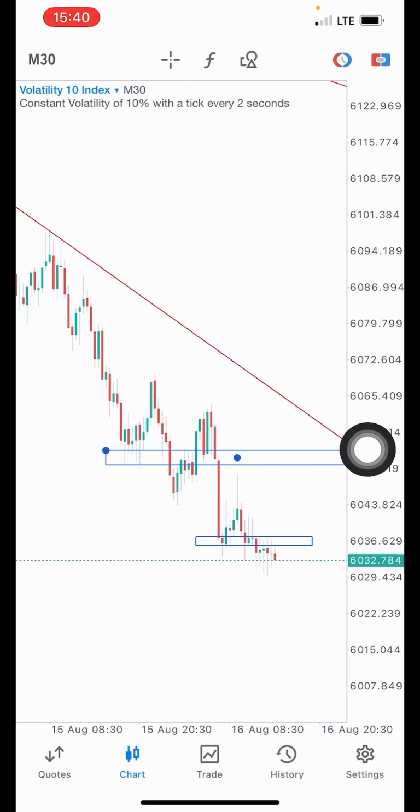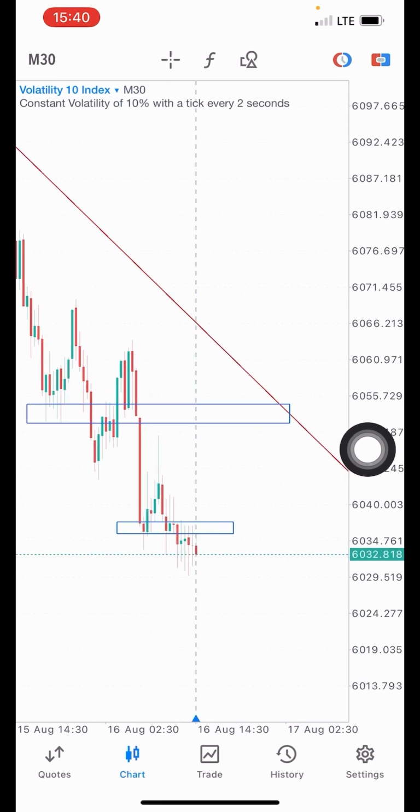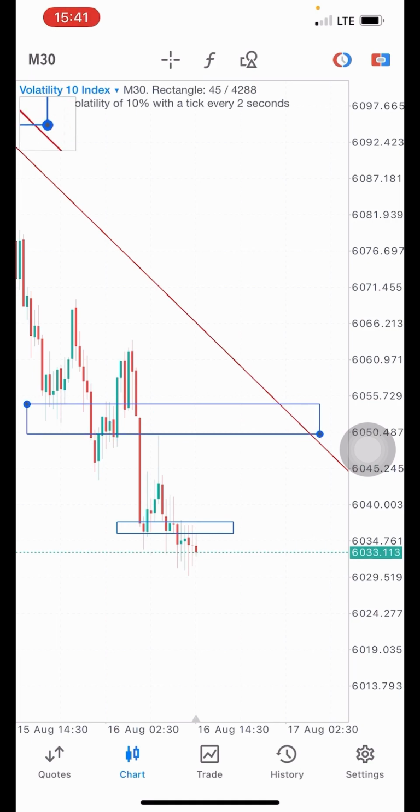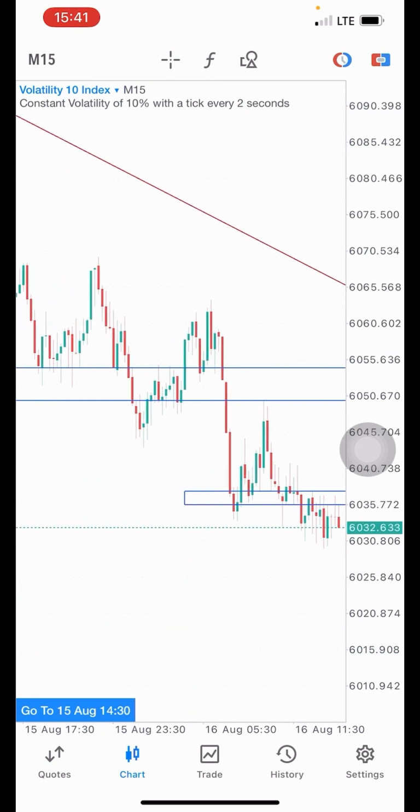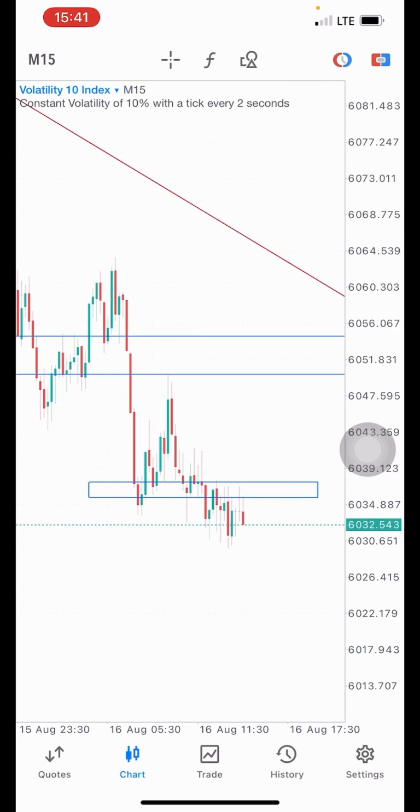Right, which I'll be looking out for. But it's going to take time before price gets to this area here. It's going to take time. So now let's step down to the 15-minute time frame. Now this is our last bus stop. The 15-minute time frame is our last bus stop.